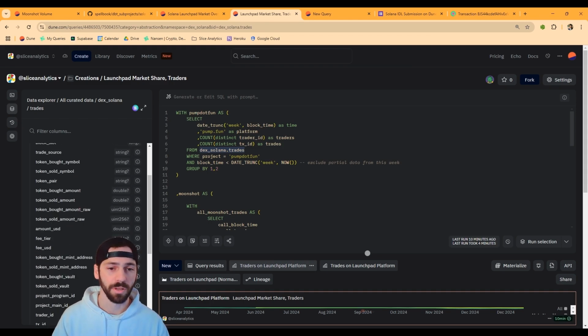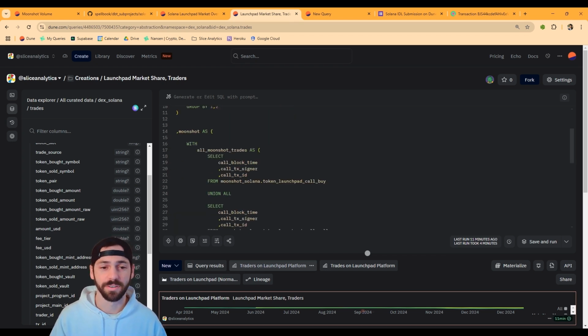So in this case, really all we want to do is isolate the traders on Pump Fun. So we're going to say the project is equal to Pump Fun here. That'll isolate only trades for that project. And if we take a group by here, we're only interested in information by week, and then I'm labeling it by the platform, and then I'm counting the distinct traders, and then I'm also counting the distinct transaction IDs. That way we can look at the distinct trades that have occurred. All right, so that's case one. That's the best case scenario. That means your protocol is on this DEX trades table, but what if it's not?